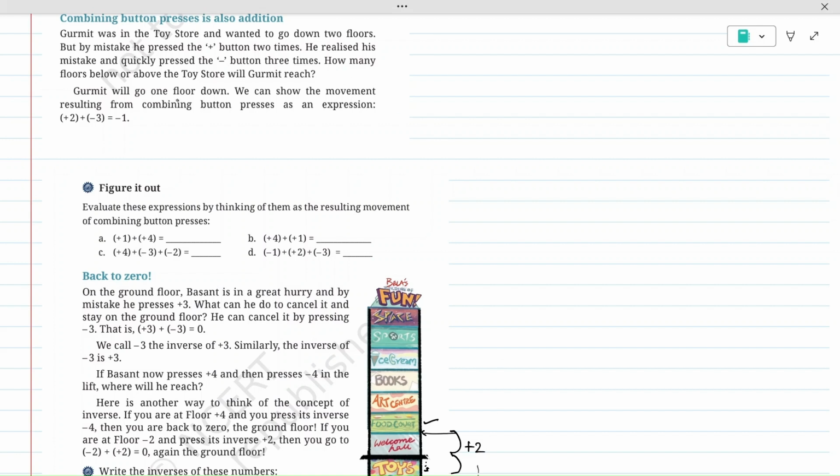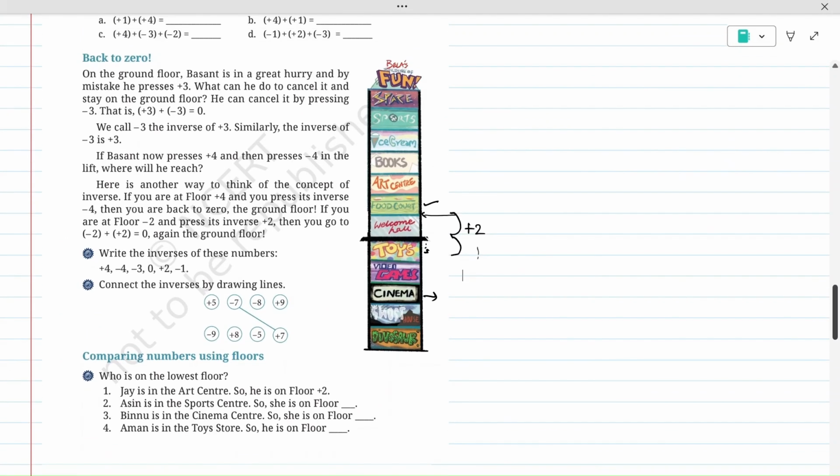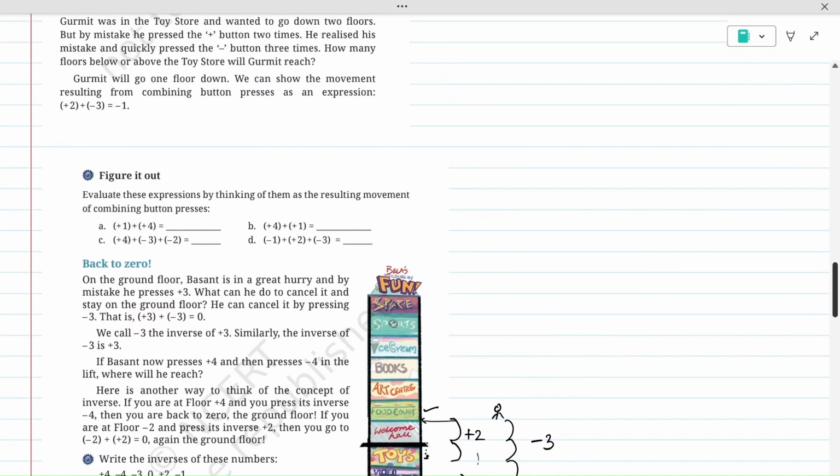He realized his mistake and he quickly pressed the minus button 3 times. So now Gurmeet is here and he realizes his mistake. So when he realizes his mistake, he pressed the minus button 3 times. That means once here, second here and third time here. That means he has reached to the video game. Here I am writing -3. He has reached to the video game section.